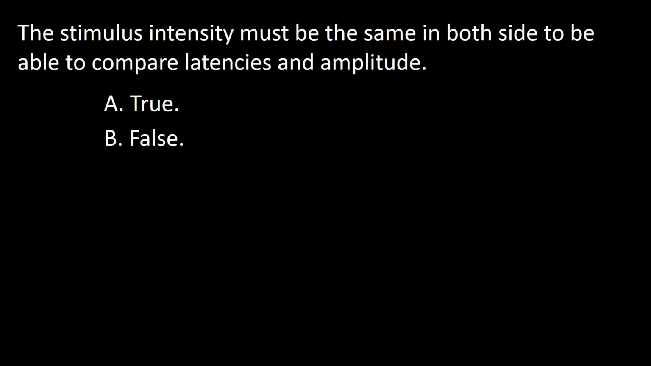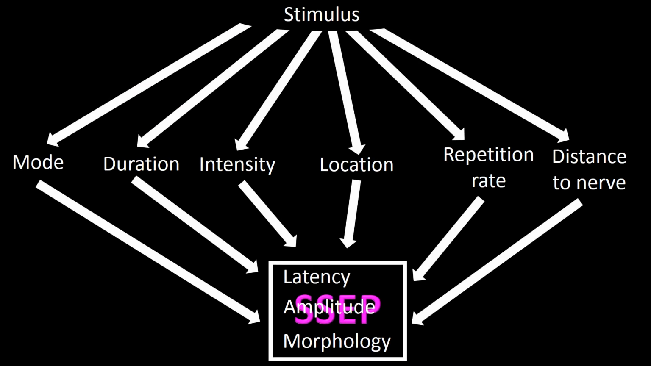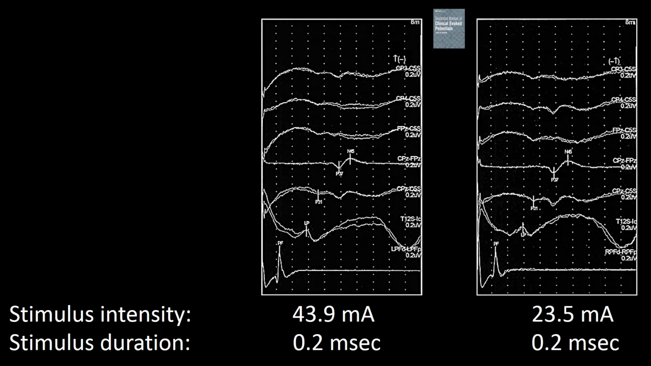Next question. The stimulus intensity must be the same in both sides to be able to compare latencies and amplitudes. A true, B false. One of the stimulus factors influencing somatosensory evoked potentials is intensity. As you can see in this frame, the left and the right posterior tibial nerve somatosensory evoked potentials were performed using very different stimulus intensity. On the left, 43.9 milliamps were used. On the right, 23.5 milliamps were used.